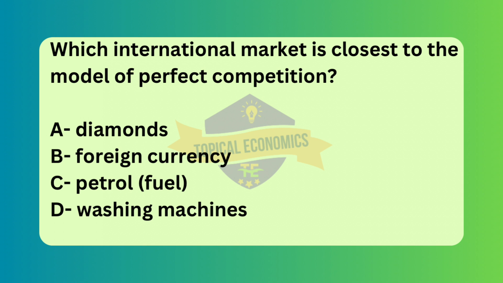Option A. Diamonds. The diamond market is far from perfect competition due to branding, differentiation, and market power exerted by key players, e.g., De Beers. Next, option C. Petrol, fuel. While fuel markets can be competitive, they are often affected by factors like government regulation, pricing power of large corporations, and global supply chain issues, so they don't fit the perfect competition model perfectly.